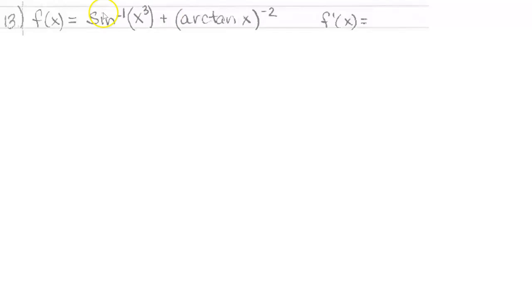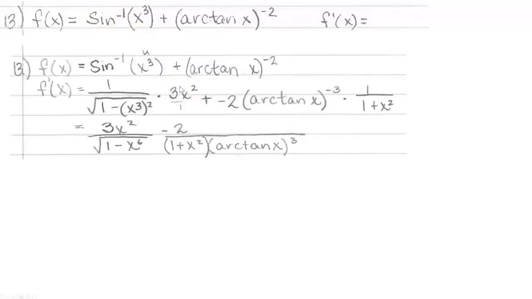So for inverse sine of x cubed, if it was just inverse sine x, my formula is 1 over the square root of 1 minus x squared. But I don't have just a plain x. I have an x cubed. That's my u. So normally there's an x right here, I've got to replace the x with x cubed. If I do that u substitution, then that's chain rule, right? So this is the derivative of the outside, and then I would be multiplying that by the derivative of the inside. So the derivative of x cubed would be 3x squared.